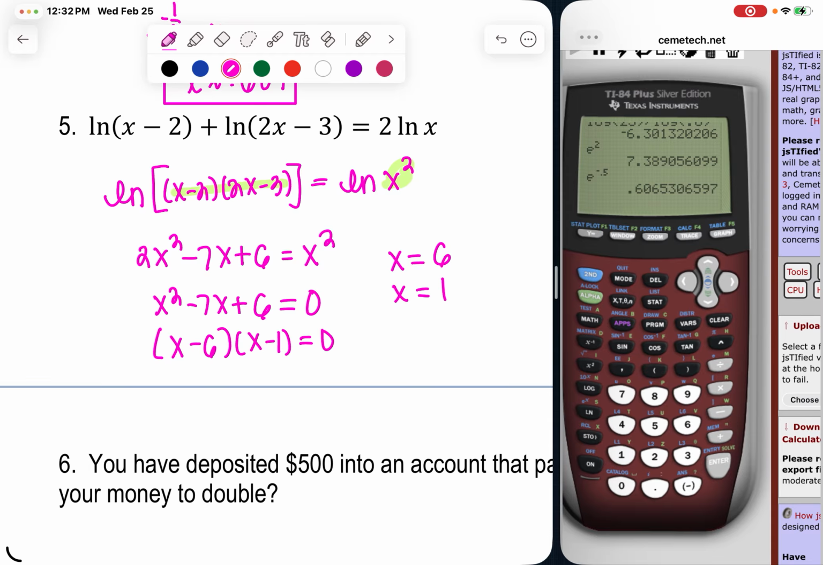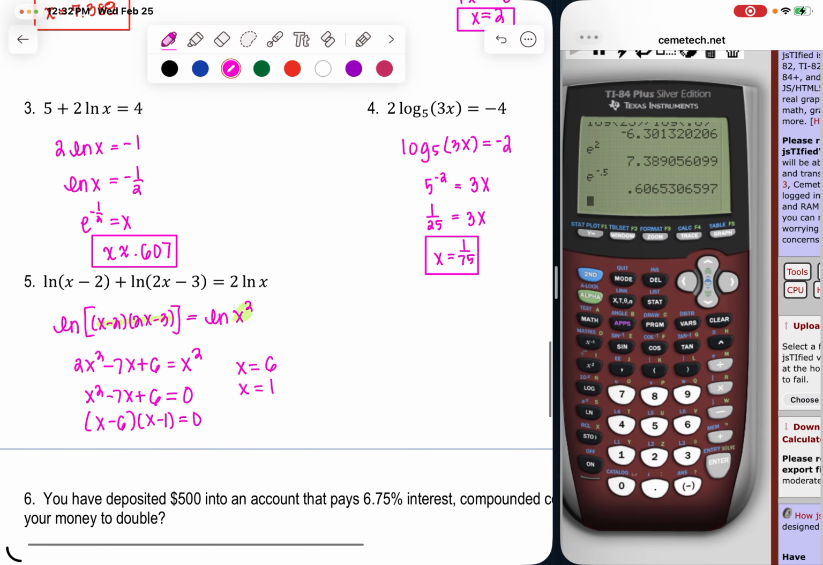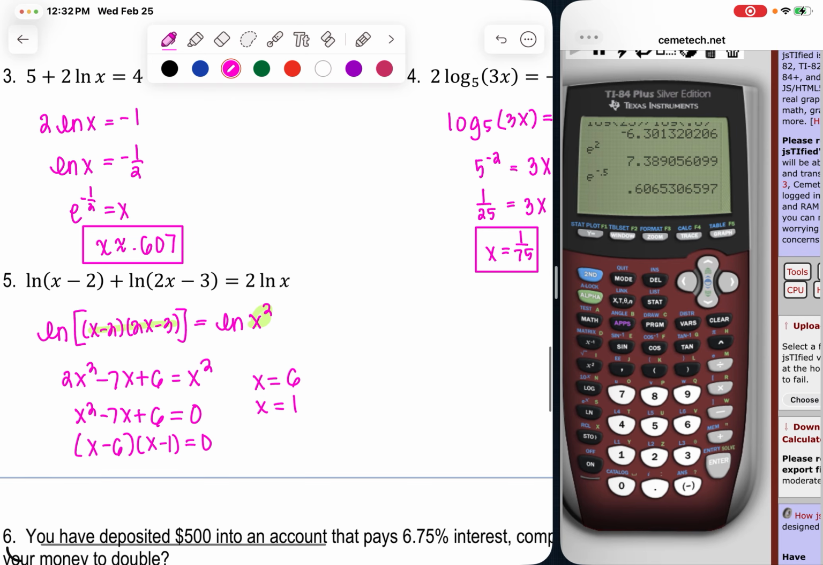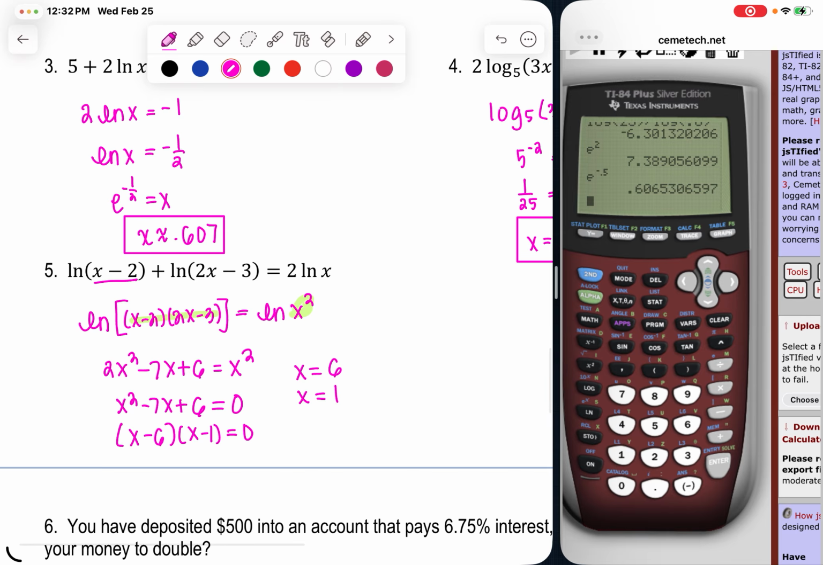Now remember, we have to check our answers. Did I check it on the last one? 1/75, that's still going to give me a positive argument. Got to get better at it. All right, checking 6. 6 minus 2 is 4. Check. Plugging in a 6 here, that's 12 minus 3, which is positive. Positive, so that's good. Plugging in 1, 1 minus 2 is negative. Out. There we go. We finally got one that didn't work.